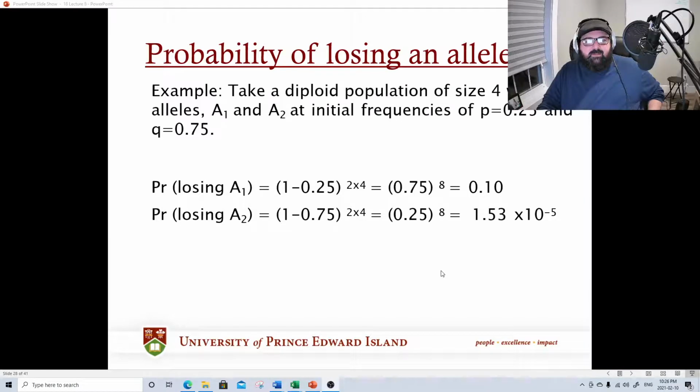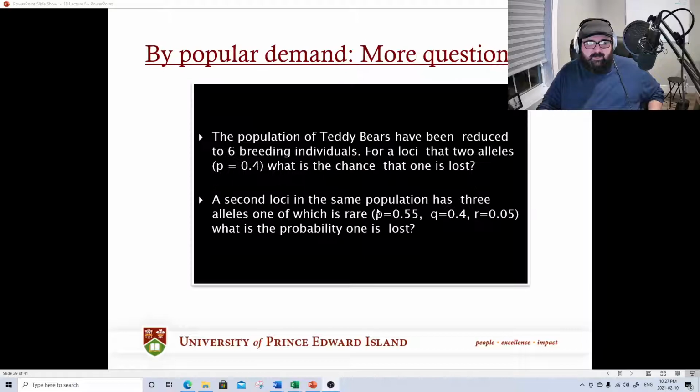And the answers are here, and they are kind of what you expect. The probability of losing the allele that is relatively rare is about 10%. The probability of losing the allele that's common is much, much, much lower. And if you were to manipulate the population size, so if you were to change the population size of 4 to 40, obviously it's going to have a big effect as well.